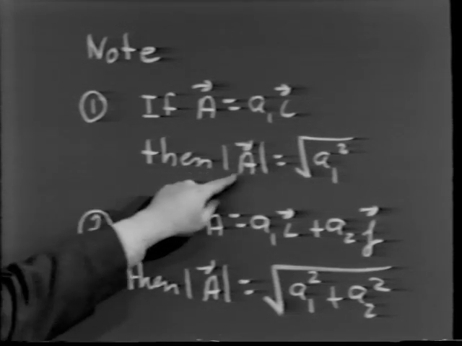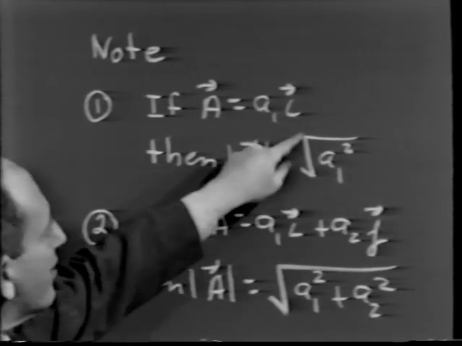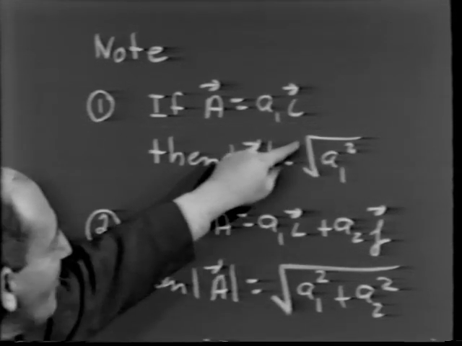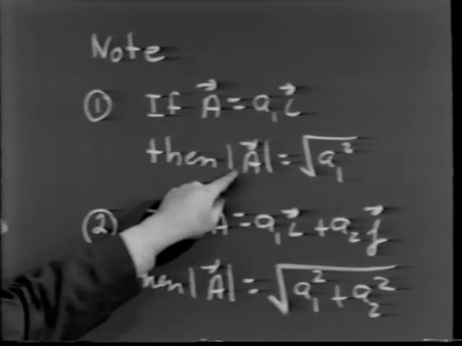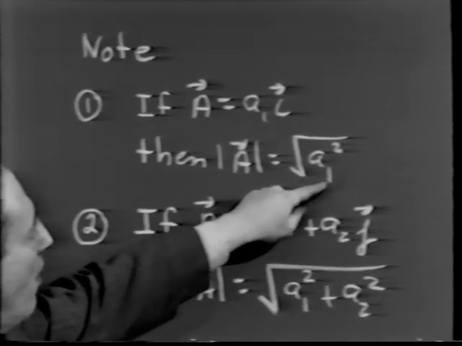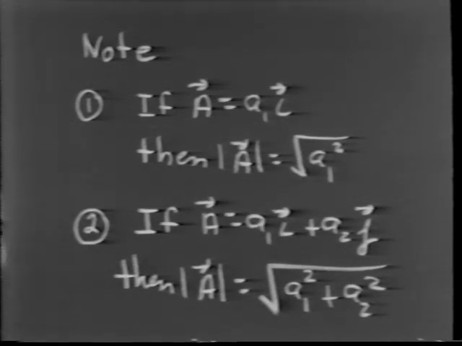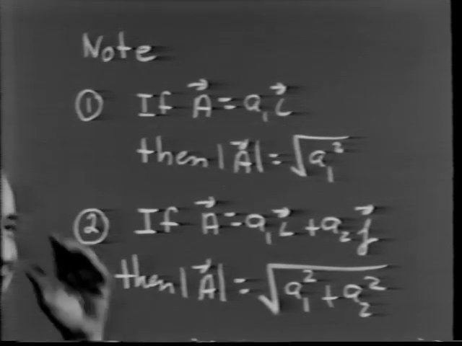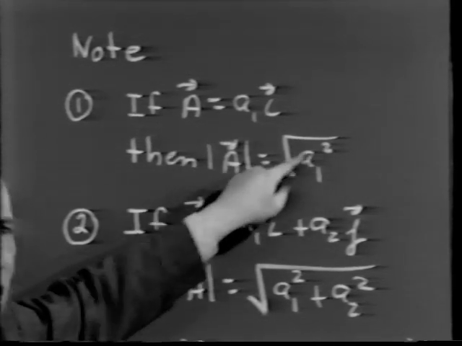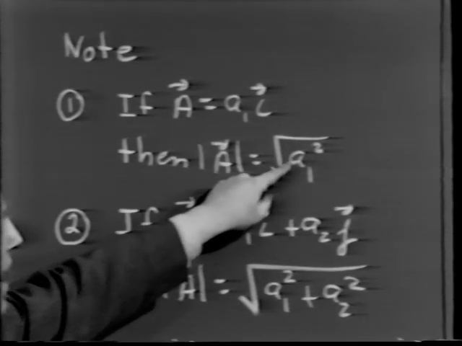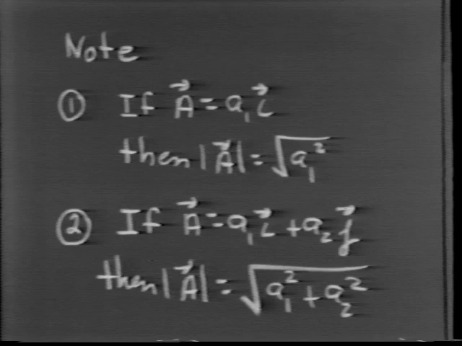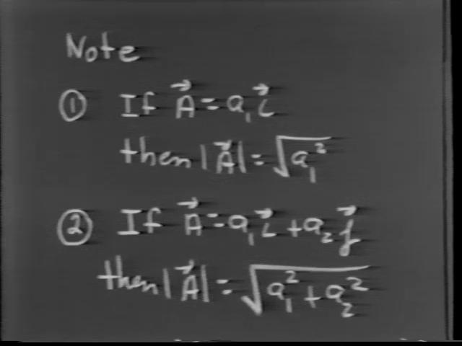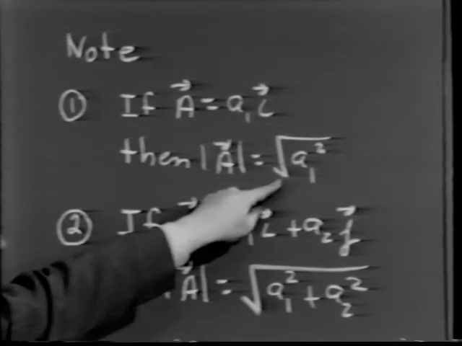In this case, the magnitude of A is just the square root of A1 squared. And notice that means the positive square root. Notice, by the way, that that's the usual meaning of absolute value. After all, if A1 were already positive, taking the positive square root of its square would give you the number back again. On the other hand, if A1 were negative, and you square it, and then take the positive square root, all you do is change the sign of A1. And since it was negative, changing its sign makes it positive. So this is the usual absolute value.